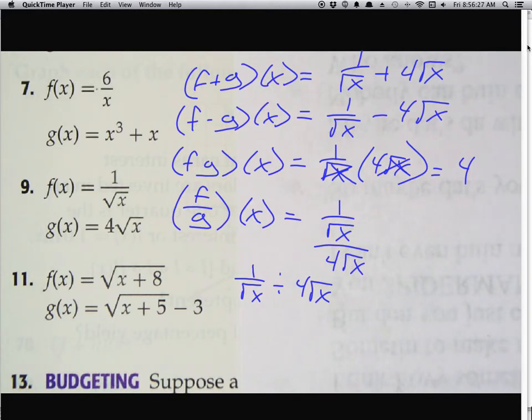And what does that division tell me to do? Say it again. It tells me to change this to multiplication and change that to a fraction. So 1 over the square root of x times 1 over 4 square root of x. So it changes to that. And then what do I get when I multiply there?